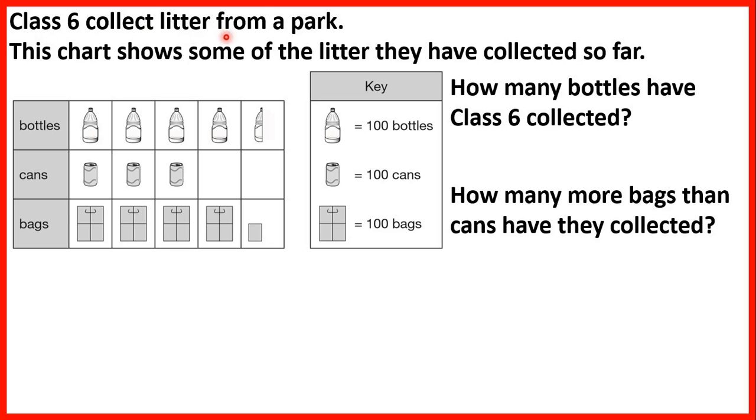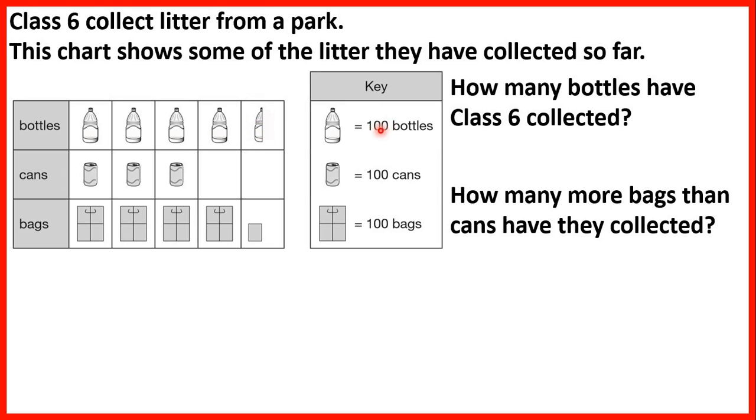Class 6 collects litter from a park. This chart shows some of the litter they have collected so far. How many bottles have Class 6 collected? Well, if we look at the key for the pictogram, we can see that one bottle on the pictogram represents 100 bottles. So we have 100, 200, 300, 400, and then we have half a bottle.